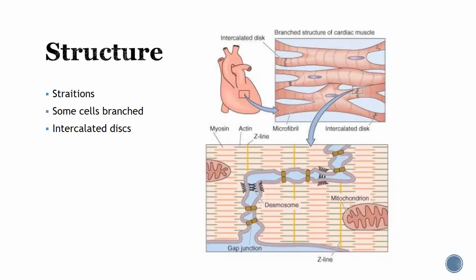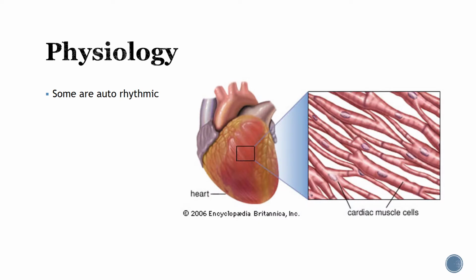Cardiac muscle. The structure has striations, and some cells are branched. Cardiac muscle is the only muscle that can beat by itself, which means that it's autorhythmic.